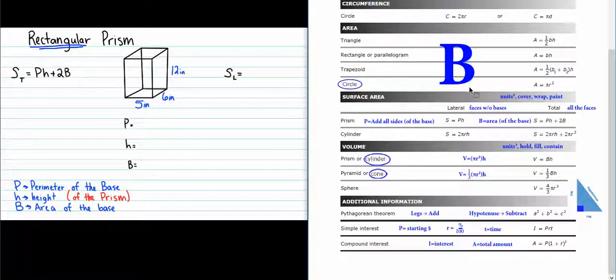What is my area of the base? Well, what's the area of a rectangle? It says here base times height. I'm going to call that length times width. So I'll come back to that in a bit.